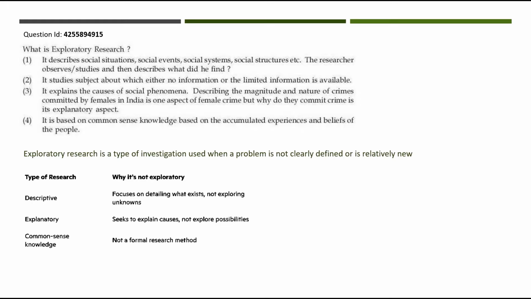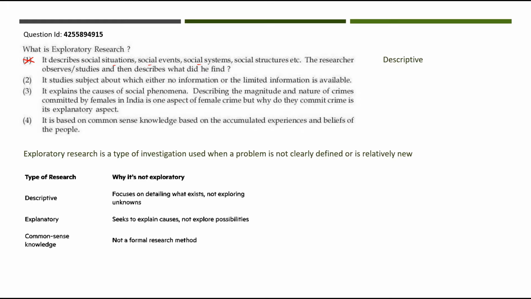It describes social situations, social events, social systems, social structures, etc. The researcher observes or studies and then describes what he found. So this is about describing from observation. This is descriptive research. This focuses on detailing what exists, not exploring unknowns. So it describes something, whatever is existing, that part is being described. So this is not exploratory.